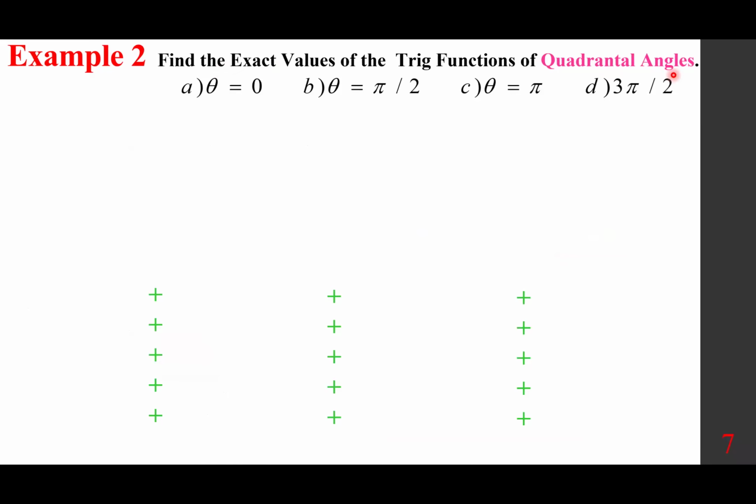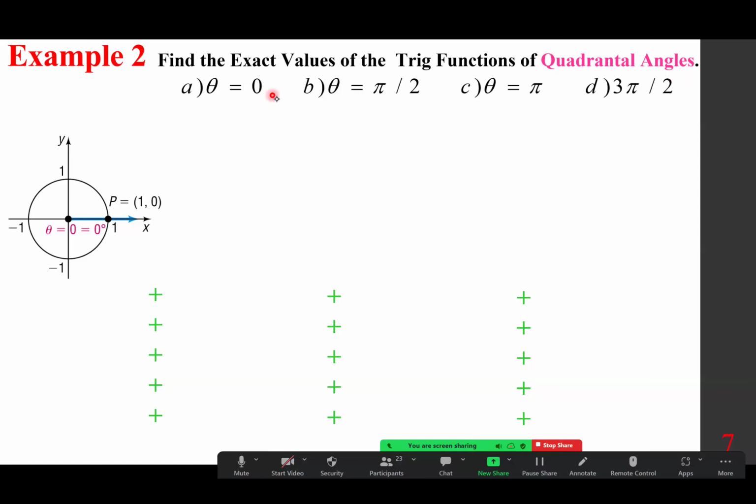For example, theta is 0 degrees. And you know this point has coordinates 1, 0. X is cosine, y is sine. So sine of 0 is 0. Cosine of 0 equals 1. Remember, x, y represented by cosine and sine. So here's cosine, here's sine. Sine of 0 is 0. Cosine of 0 degrees is 1. The rest of them follow.